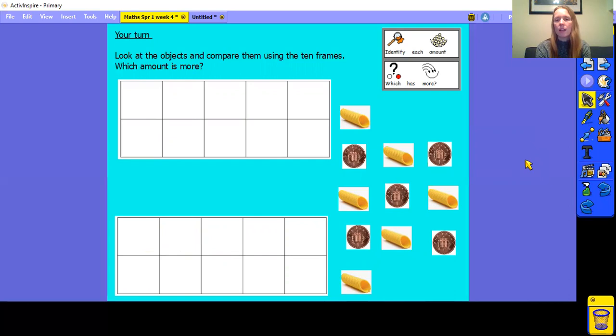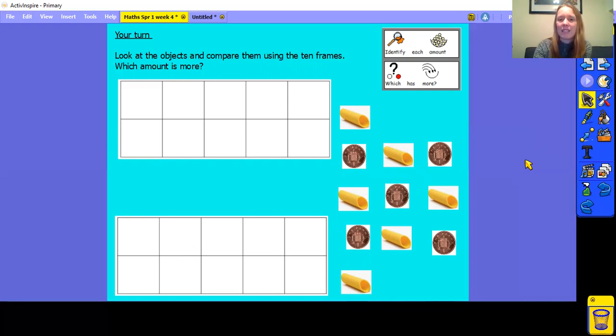Okay, it's your turn now. I've put pasta and pennies onto the flip chart. Ask your grown-up to count out the same amount of objects. It doesn't matter whether they are pasta and pennies. It could be something else that you can find around your house. Ask your grown-up to give you the same amounts so that you can have a go at counting out the different objects and working out which one is more. Pause the video while you do that.